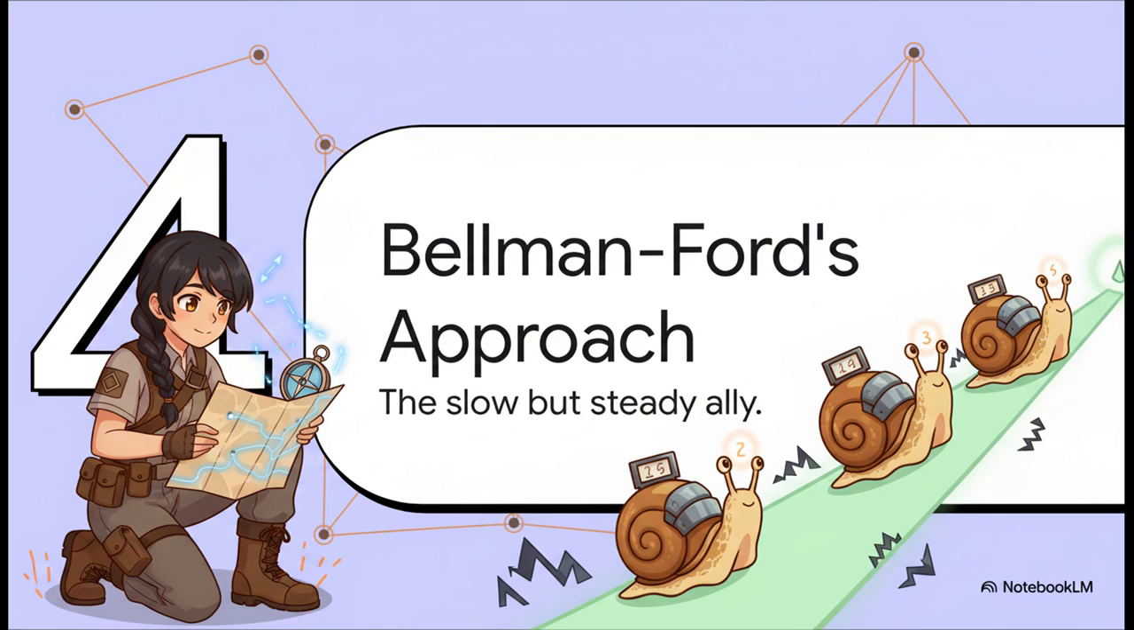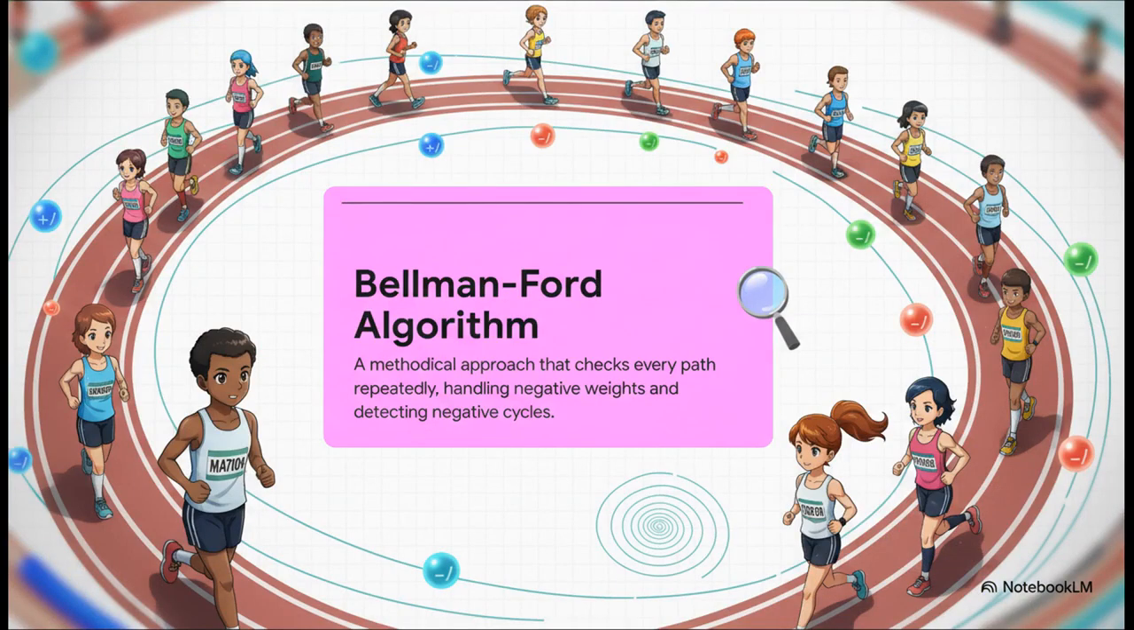It's not as flashy, it's definitely not as fast as Dijkstra, but it was specifically designed to be more careful, more methodical, and to handle these weird situations that Dijkstra just can't. So if Dijkstra is a greedy sprinter, you can think of Bellman-Ford as more of a cautious marathon runner. It doesn't assume anything, it's skeptical.